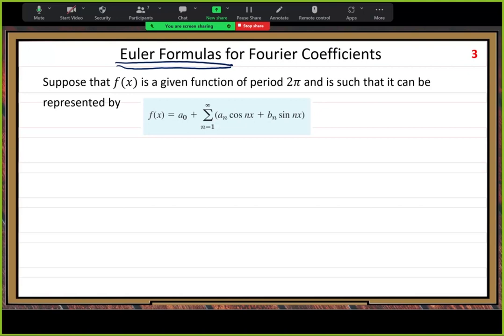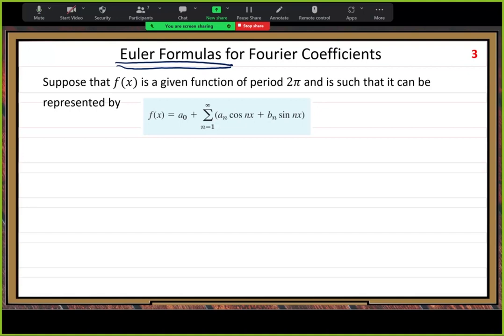The function is continuous, but we allow a finite number of discontinuity points. I talked about that before. So the function should be continuous except at finitely many points. That's the minimum requirement we need for this function.